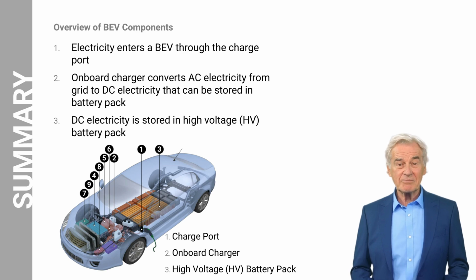Let us recap the key points we have covered in this lesson on the overview of BEV components. Electricity flows in sequence when the BEV is plugged in or the battery pack has enough charge. The charge port is where the BEV connects to an external power supply to charge the high-voltage battery pack. The onboard charger plays a vital role by converting AC power from a charging station into the DC power needed to charge the vehicle's high-voltage battery pack. The high-voltage battery pack serves as the main energy storage system, storing electrical energy to power the electric motor and propel the vehicle.